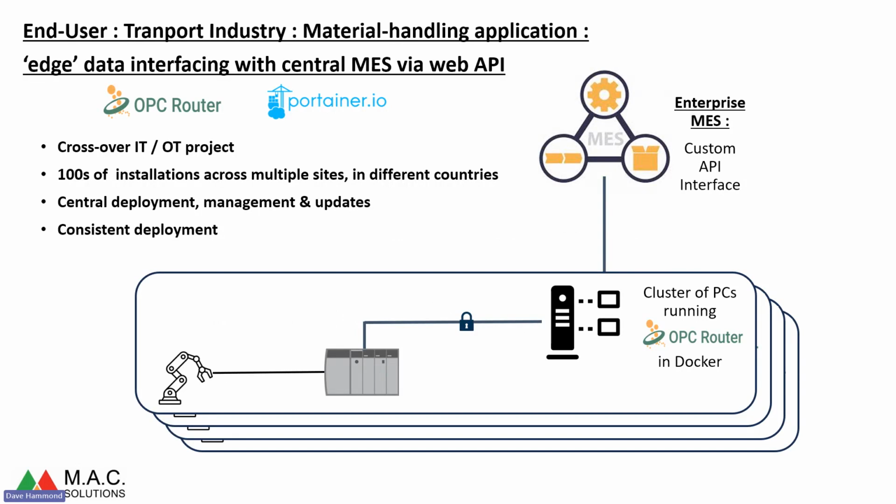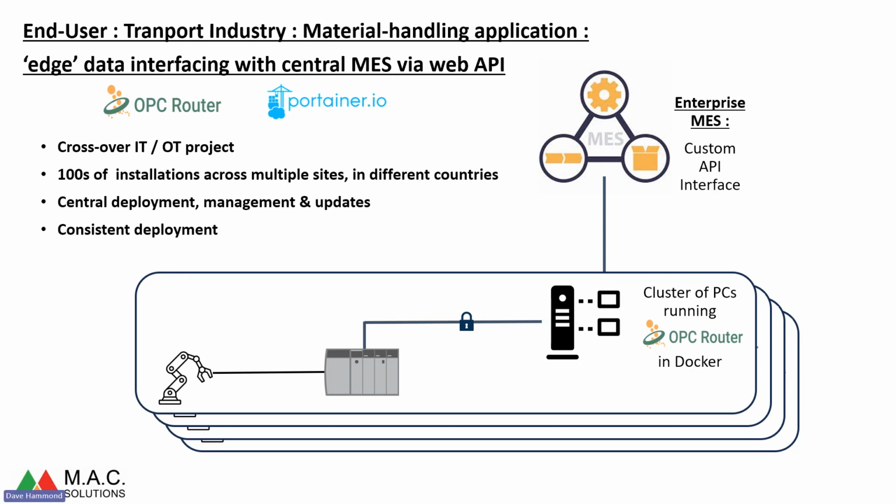So this first one is a handling application in the transport industry, whereby a customer has hundreds of standalone machines installed around the world in lots of different environments and countries, and they want one way of centrally managing and centrally deploying one instance of the same set of tools worldwide.